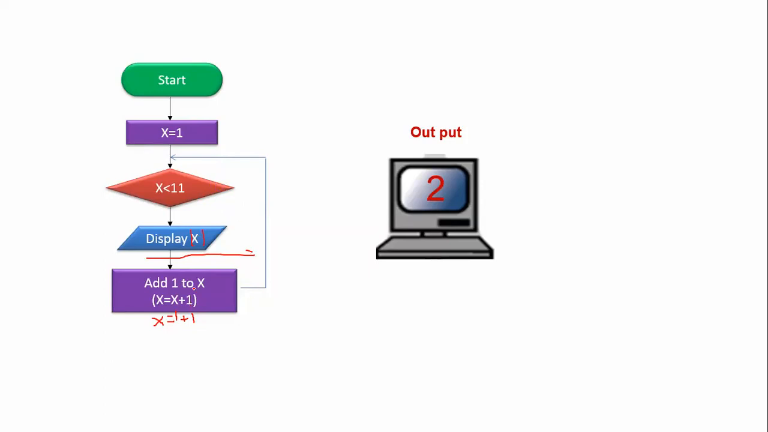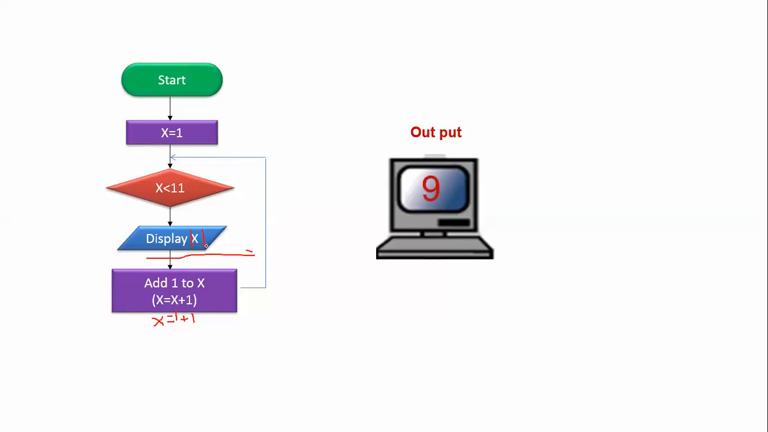Then what is the value of x? 3. 3 is less than 11, so the output is 3. Then 3 is incremented by 1. That is 4. Then 4 comes to here. 4 is less than 11. That is true. Display 4. Then 5, 6, 7.